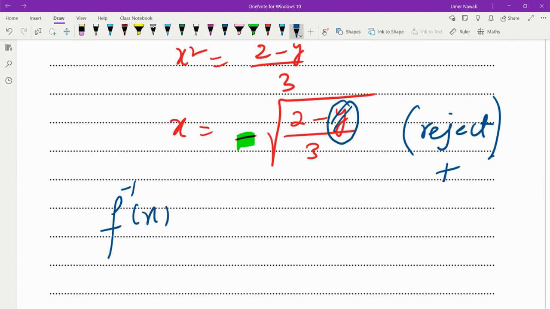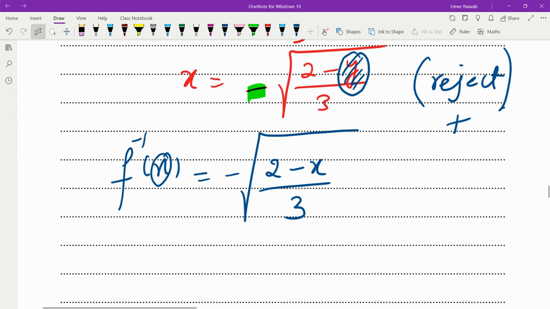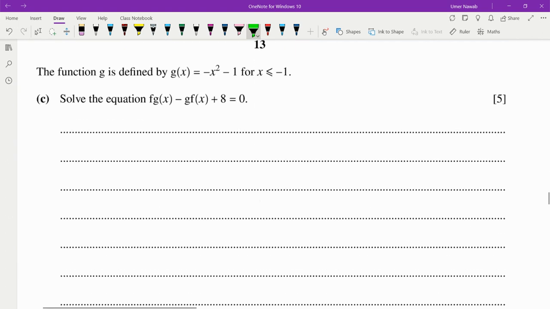So replace this y by x because I'm going to use the function in terms of x. So -2, minus, and then I'm writing here 2 minus x over 3. I want to tell you guys, this is x, I have to write x. If I write here y, I have to write here y. That's why I changed the y to x. So this is my inverse function.